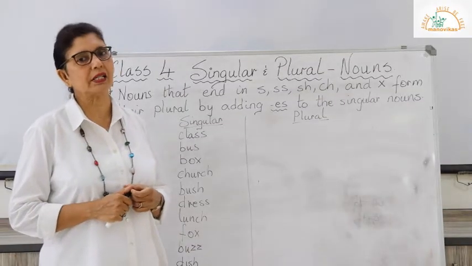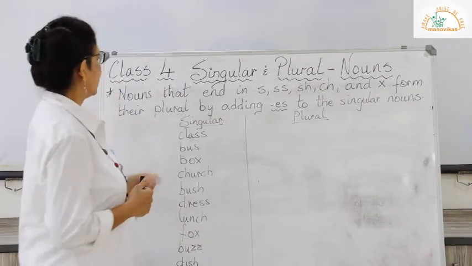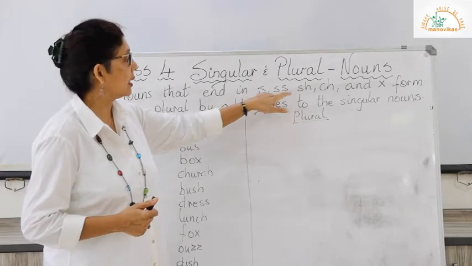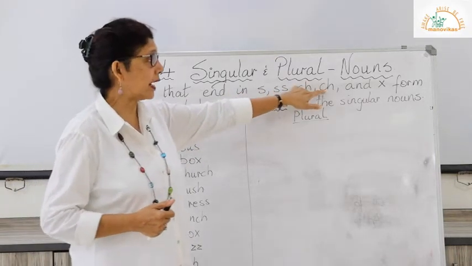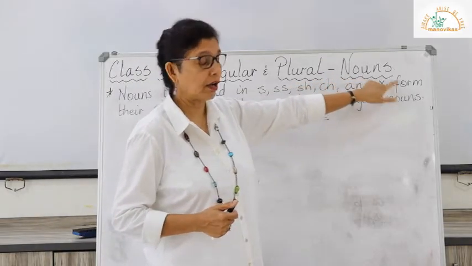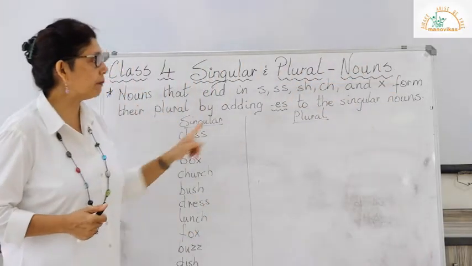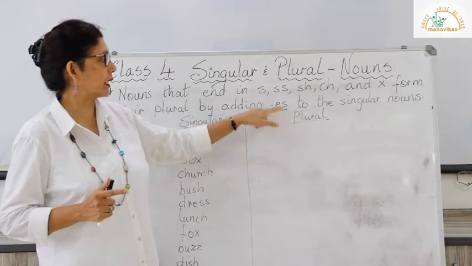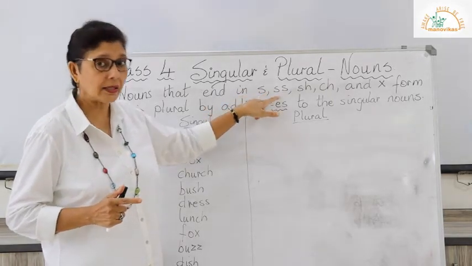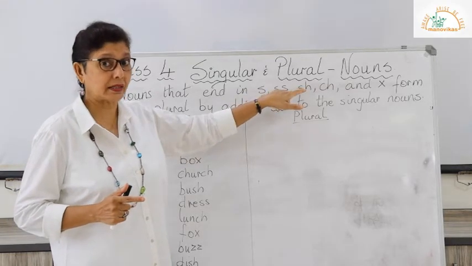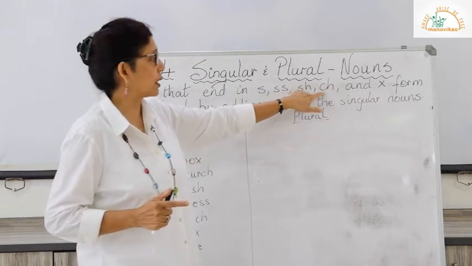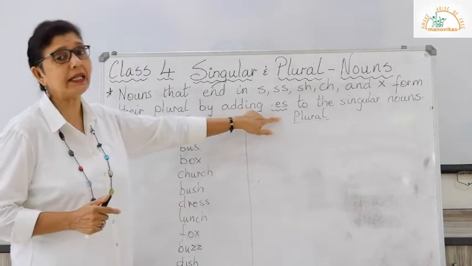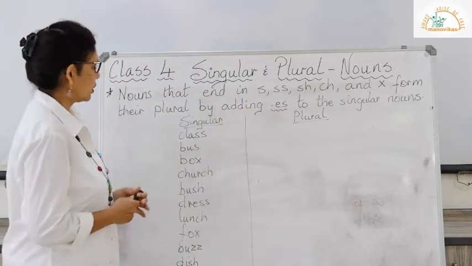Okay students, so now let us see one of the first rules. Nouns that end in S, SS, SH, CH and X form their plural by adding ES. So remember, words or nouns that end in S, SS, that is double S, SH, CH and X form their plural just by adding ES. Okay? So now let's see.